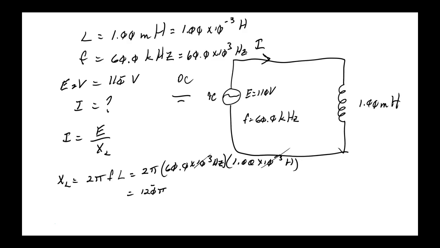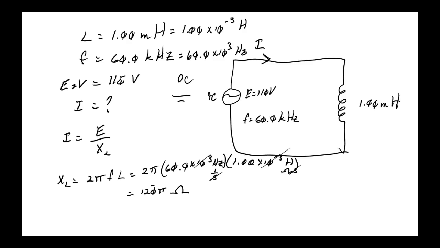So that's going to give you, and this will be in what units? A hertz is a per second, 1 over second, and a henry is an ohm second. So the seconds go out. This is in ohms. Same unit as resistance, like you were saying, but it's actually a reactance now, not a resistance.